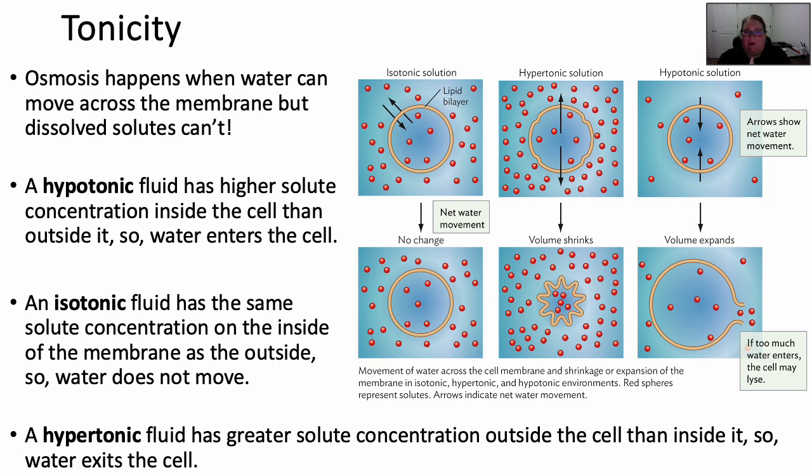Okay, so let's start with isotonic. This is our Goldilocks condition. What happens here with an isotonic is that the concentration of the solute is going to be the same outside the cell as it is inside the cell.